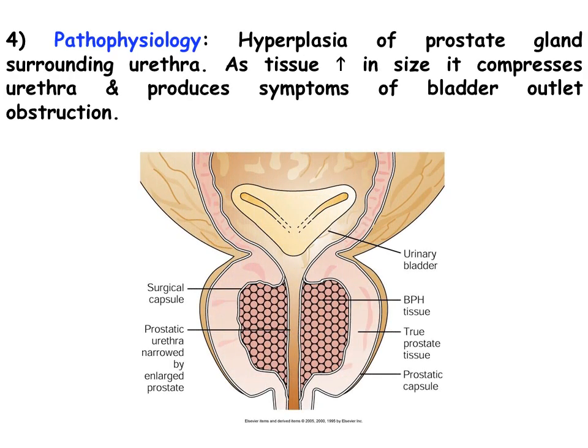Well, as a result of the hyperplasia and hypertrophy, the prostate gland, which simply surrounds the urethra, increases in size. This compresses the urethra and produces the symptoms of bladder obstruction. And this is a picture showing you how, as it increases, it would compress the urethra.